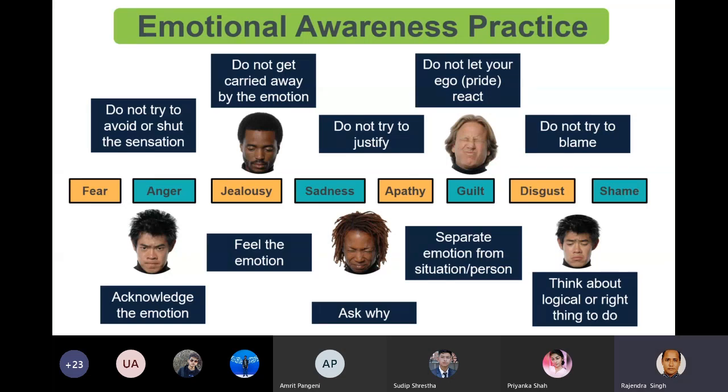Okay, next thing that you can do is think about something that's logical or the right thing to do. Okay? Rather than being carried away by these negative emotions, if you could think of something that is right, okay, it could be maybe apologizing to someone, okay? So think about something that is the right thing to do or logical thing to do, rather than blaming other people or justifying other people. These things would be recommended or would be the right thing to do, or a good emotional awareness practice.